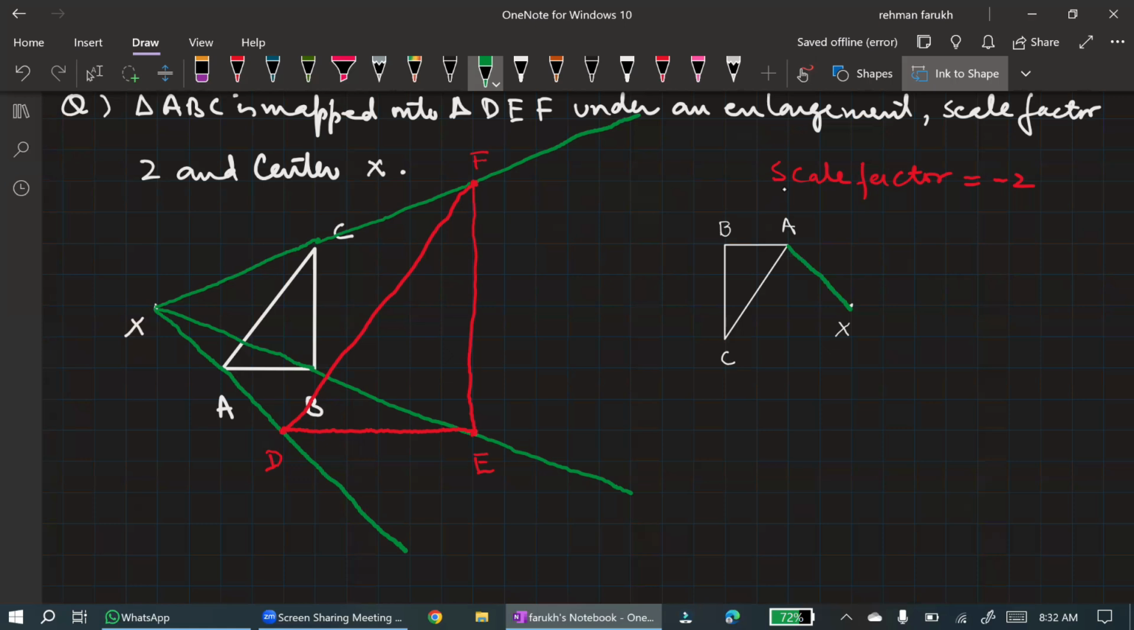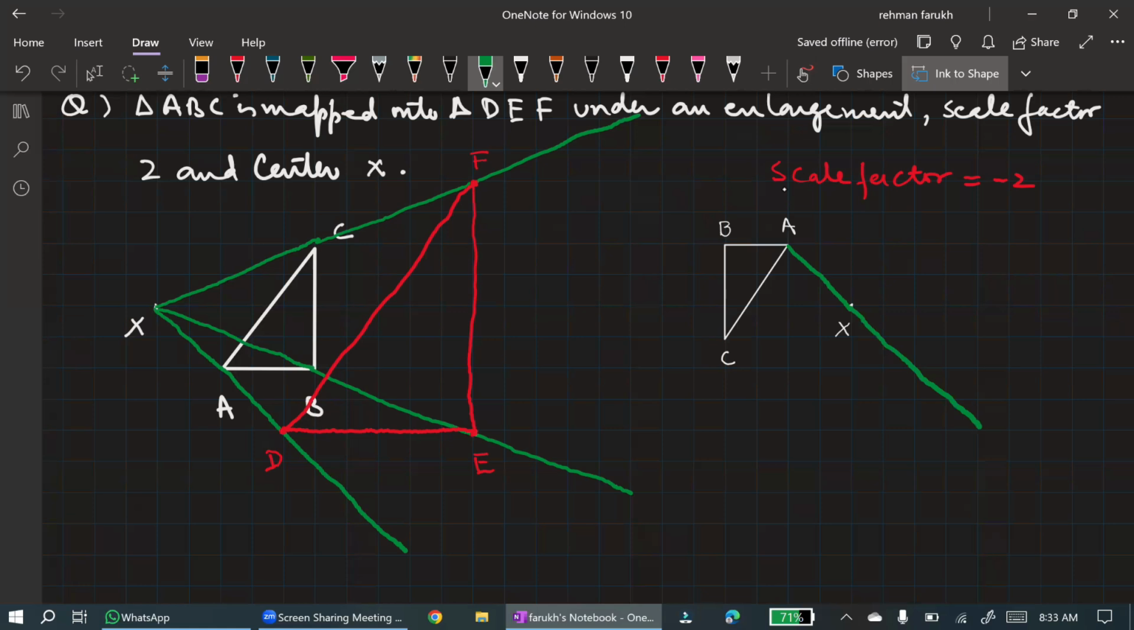Now, if I extend this line from A beyond A, then the image and object will be on the same side of the center. And if I extend this line beyond X, then the image will be on the opposite side of the center. Should I repeat? No, sir.